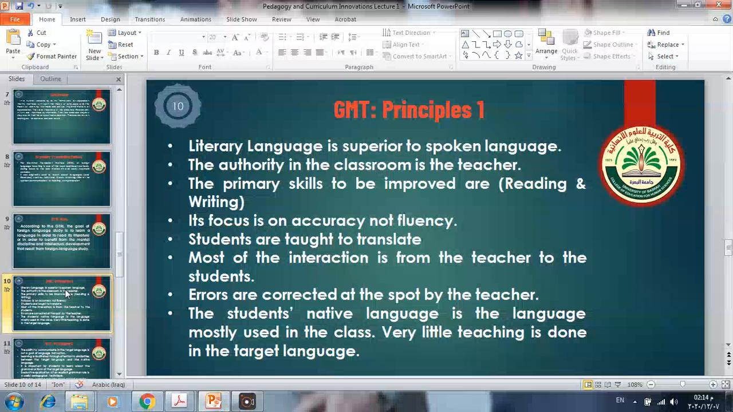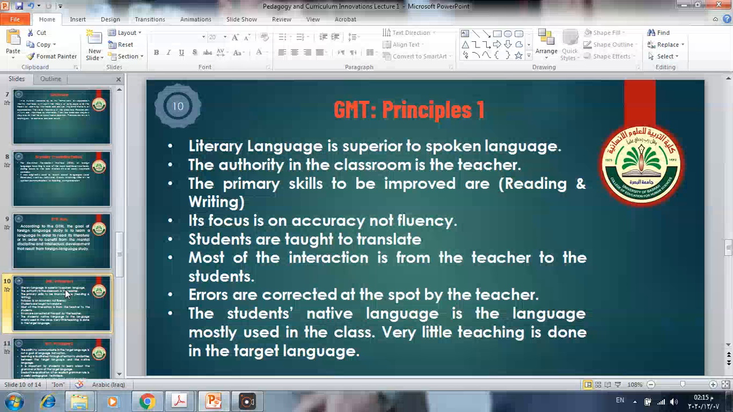Okay, the other thing is the role of the teacher inside the classroom. For the grammar translation method, they believe that the authority in the classroom is the teacher. So the teacher is number one in the teaching and learning process in general. Okay, for the grammar translation method, the primary skills to be improved are reading and writing. So they concentrate on these two skills, reading and writing.